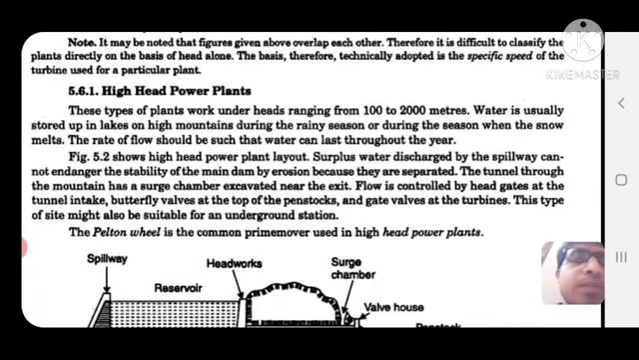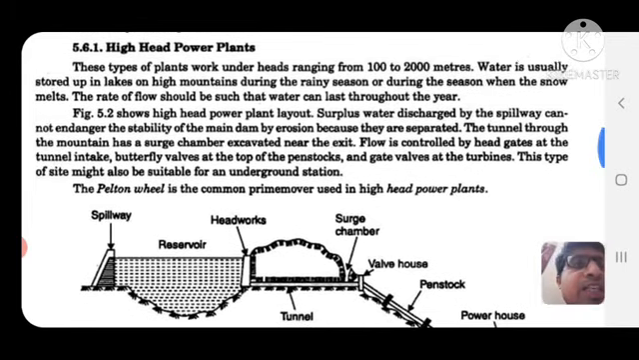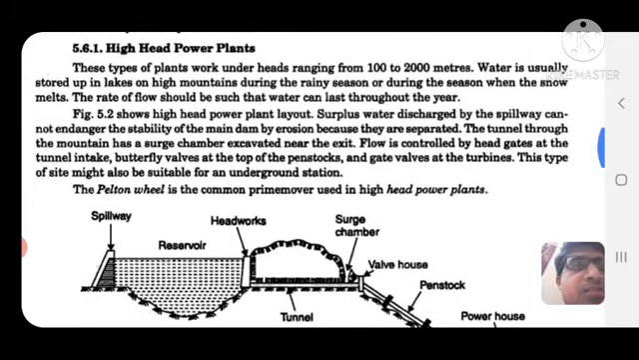High head power plants. This type of plant works under heads ranging from 100 to 2000 meters. Water is usually stored up in lakes on high mountains during the rainy season or during the season when the snow melts. The rate of flow should be such that water can last throughout the year.